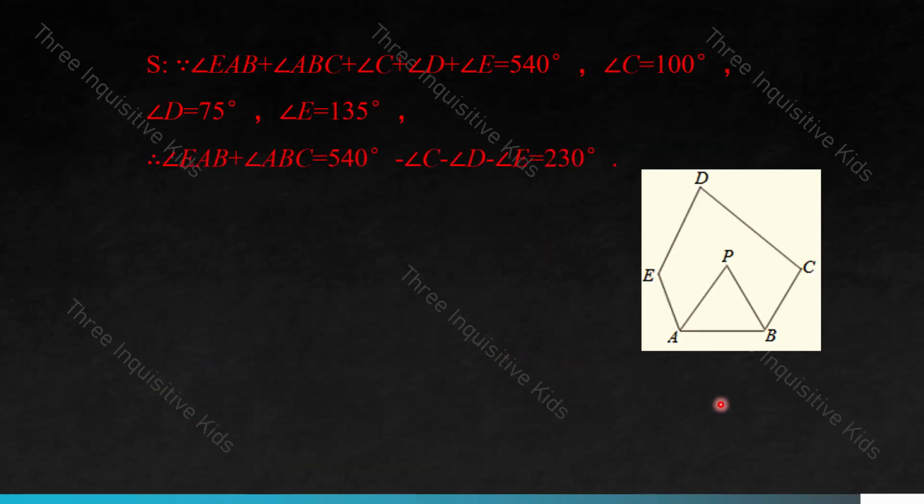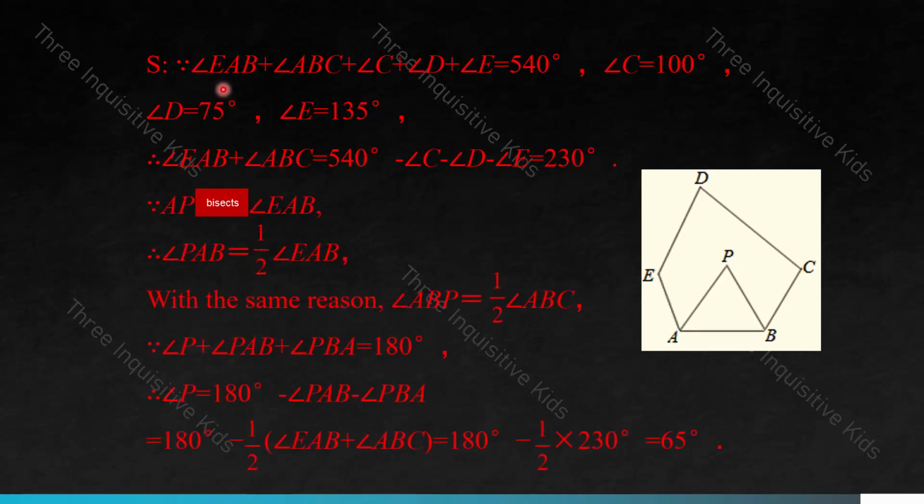Well, all we do is follow the steps that we mentioned in the analysis. Because angle EAB plus angle ABC plus angle C plus angle D plus angle E is equal to 540 degrees, which is the interior angle sum of this pentagon, angle C is equal to 100 degrees, angle D is equal to 75 degrees, and angle E is equal to 135 degrees. So from that, we know that the sum of angles EAB and ABC is 230 degrees.